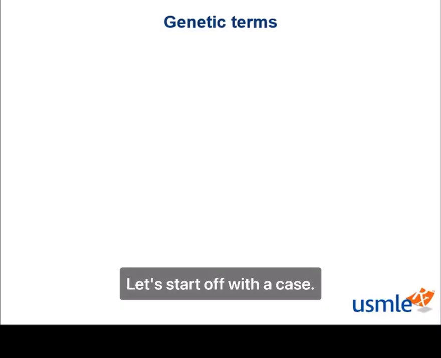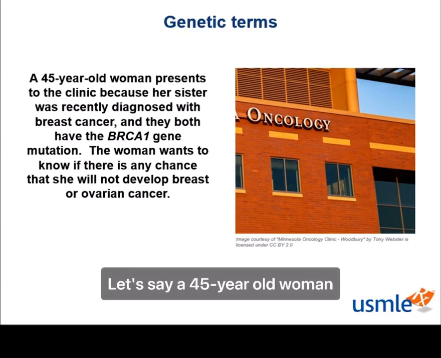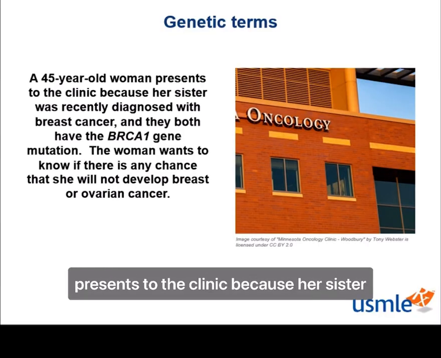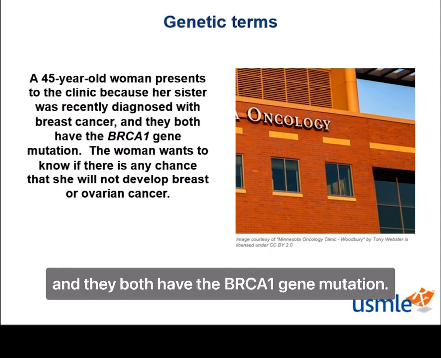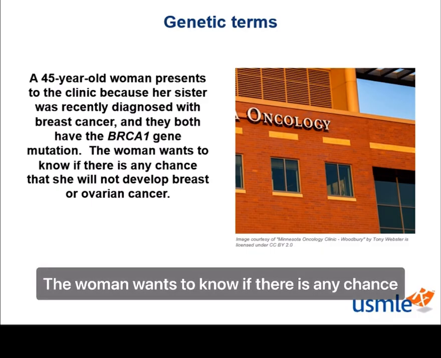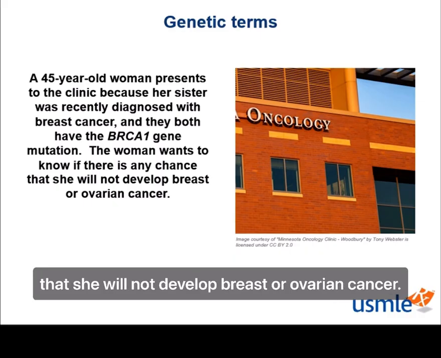Let's start off with a case. Let's say a 45-year-old woman presents to the clinic because her sister was recently diagnosed with breast cancer, and they both have the BRCA1 gene mutation. The woman wants to know if there is any chance that she will not develop breast or ovarian cancer.